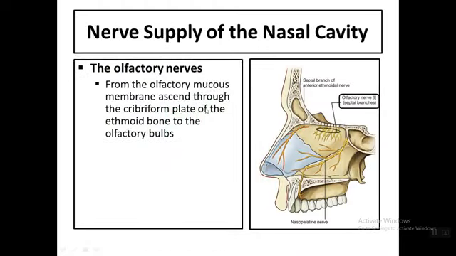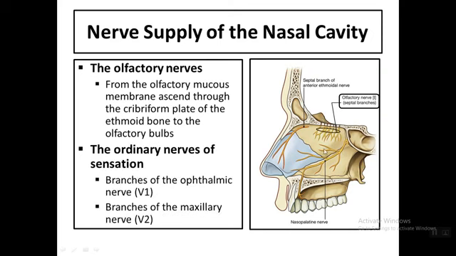What is the nerve supply of the nasal cavity? We have two types of nerve supply. First, the olfactory nerves, which are for the sense of smell. Olfactory nerves from the olfactory mucous membrane, nearby the superior concha and the roof of the nose, ascend through the cribriform plate of the ethmoid bone to the olfactory bulb.